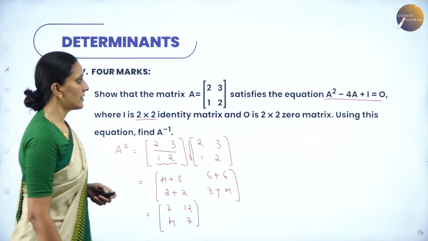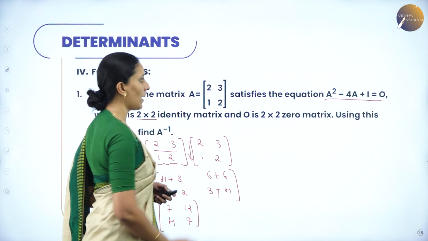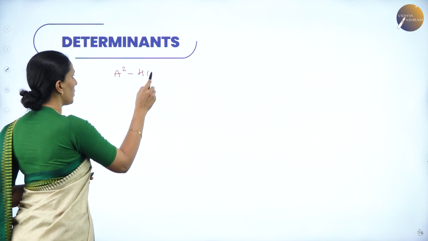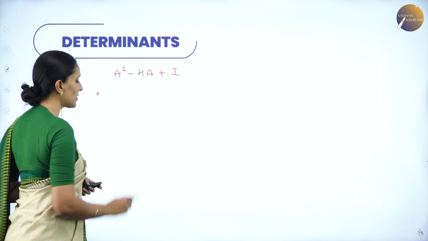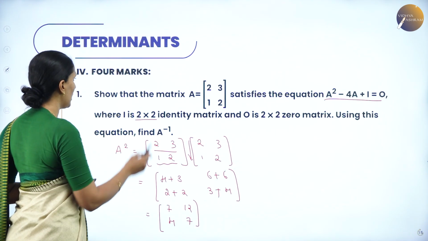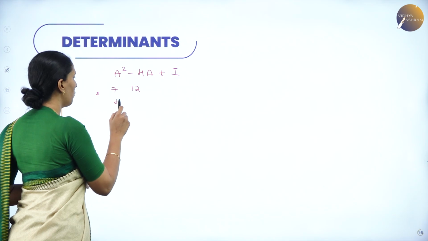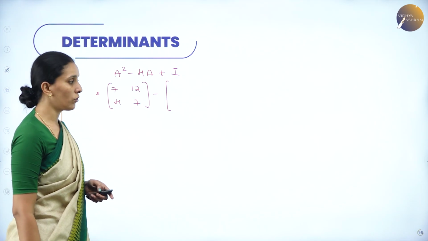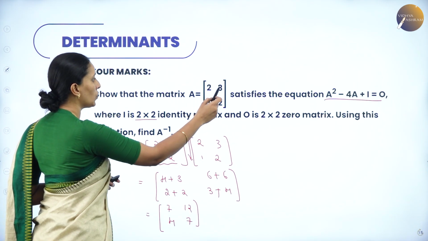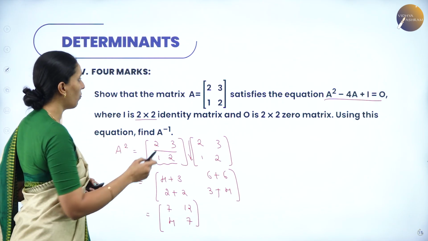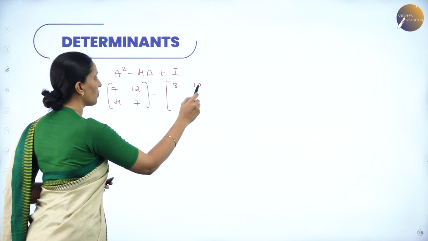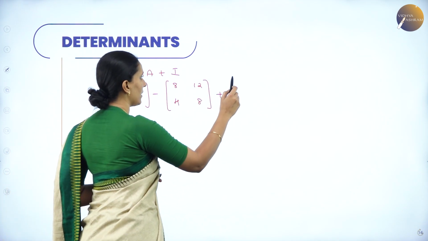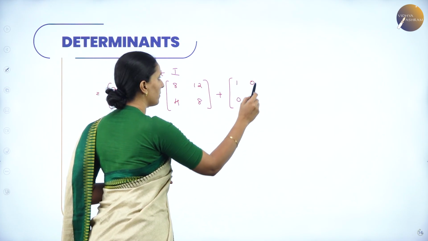Now let's see what is 4A. That means you need to multiply 4 to A. So let us consider the expression A square minus 4A plus I. What is A square? We got 7, 12, 4, 7. Minus 4A. That means you need to multiply 4 to the given matrix A, which is 2, 3, 1, 2. So when you multiply 4, it is 4 2s are 8, 4 3s are 12, 4 1s are 4, 4 2s are 8. The last is I, that is 1, 0, 0, 1.